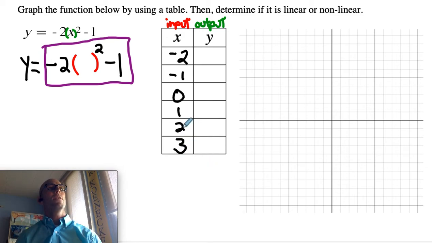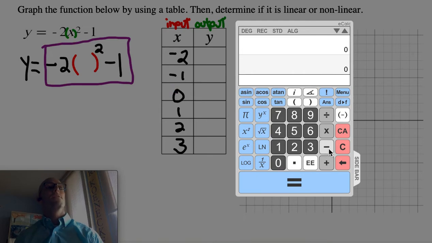1, 2, 3, there we go. And I'm going to take this expression and start finding my outputs. Okay, so I'm going to grab my calculator here. All right, so here we go. Negative, that's from here, 2. And then my input's going to come next.